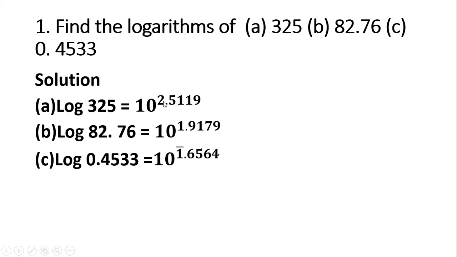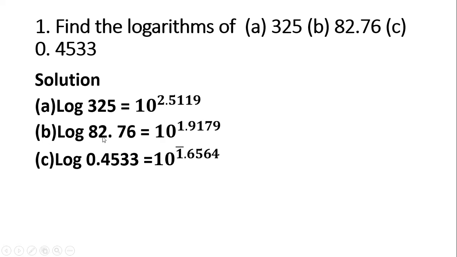So bringing the two together, logarithm of 325 will now be 10 raised to the power 2.5119. B, logarithm of 82.76. 82 is under 10, so the power of 10 is 10 raised to the power 1, that's the index 1, when you place it correctly.